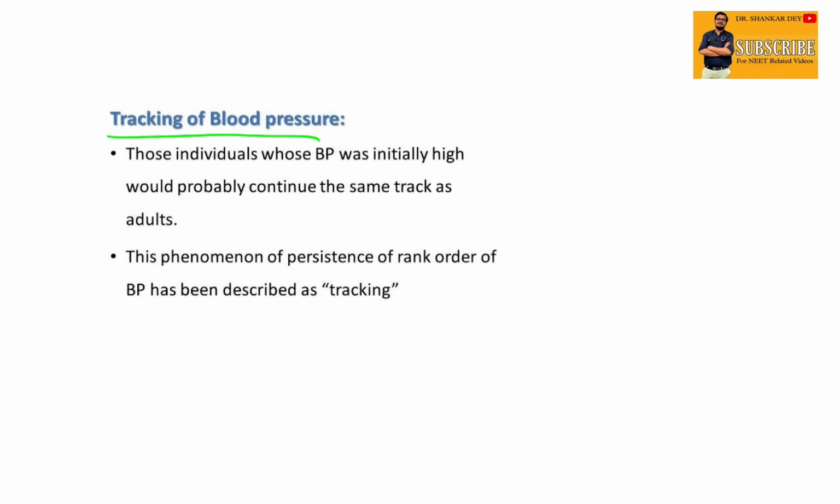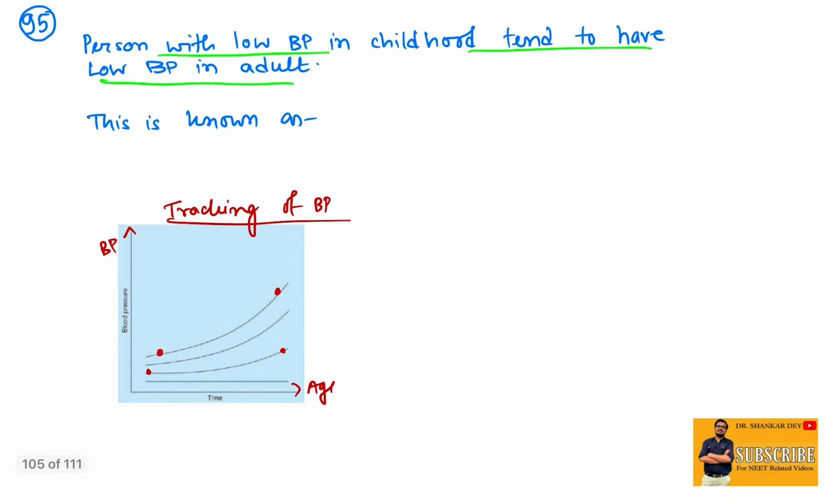Individual with high BP initially continue the same track in adulthood. A low BP initially continue to have low BP in adulthood. This is tracking of BP.